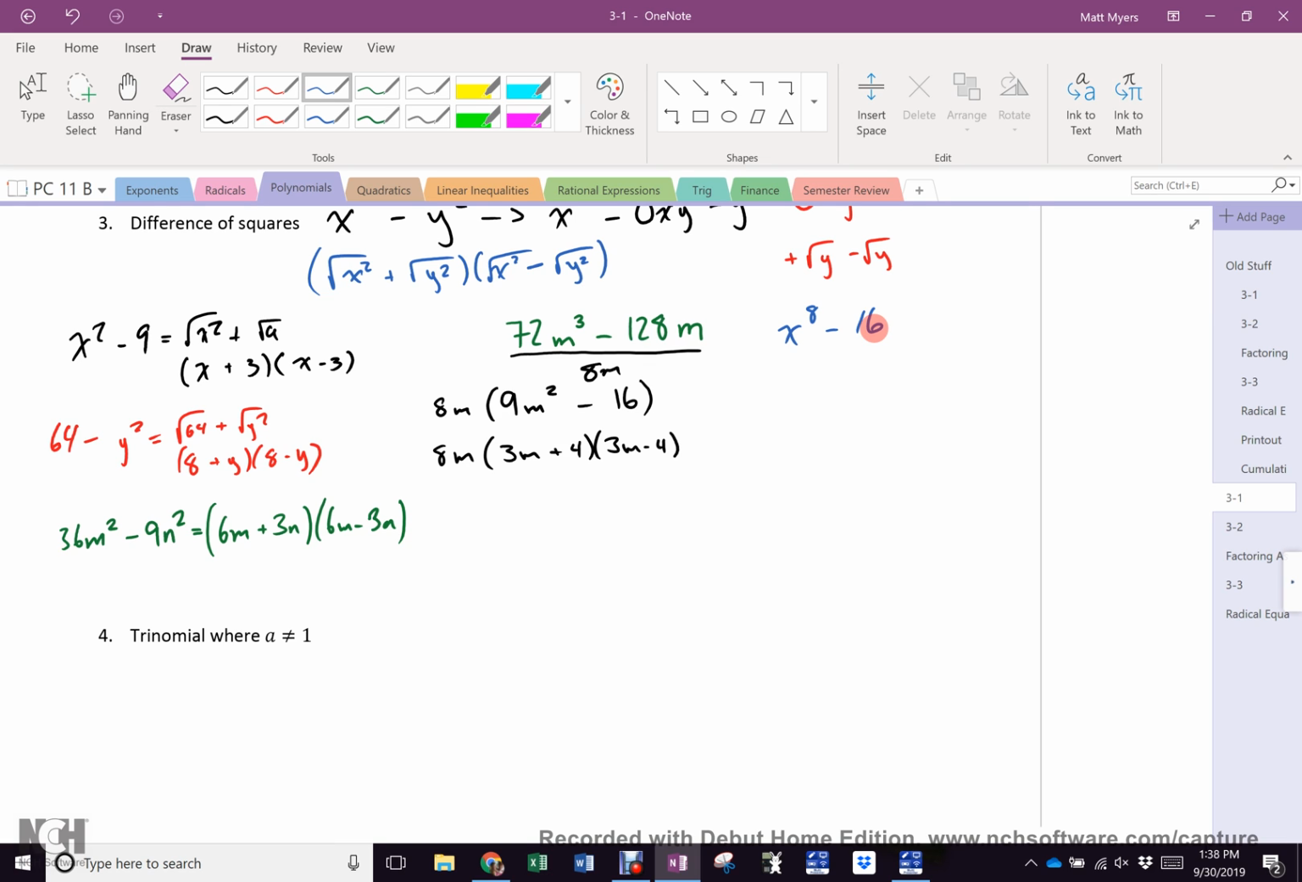Henry. Pardon me? Yes, absolutely. That is the same thing, x to the fourth plus 2, 4, and then x squared plus 2, x squared minus 2. Do I stop there? I cannot do one more. Why? 2 has no root. So I stop.